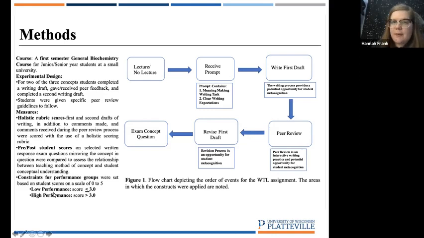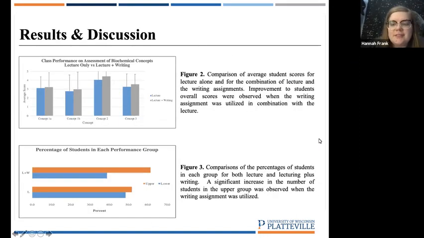The other thing I want to point out here is that for our sample groups, we were looking at the difference between low performing students, so students who scored a 3 or less on that exam problem, and then high performing students who scored higher than a 3 on that exam question. I'm going to go ahead and pass it over to Riva to look at our results and discussion.